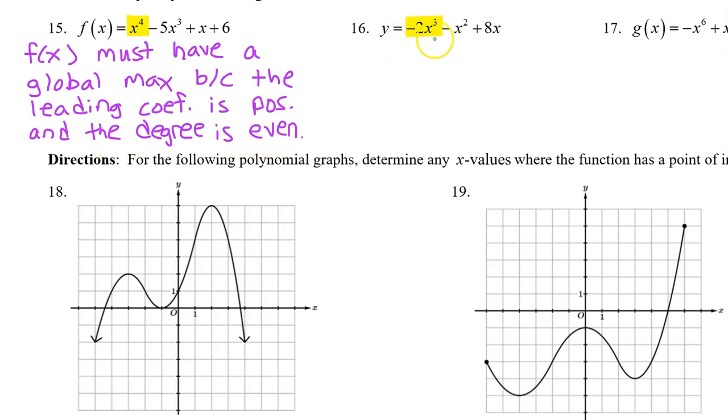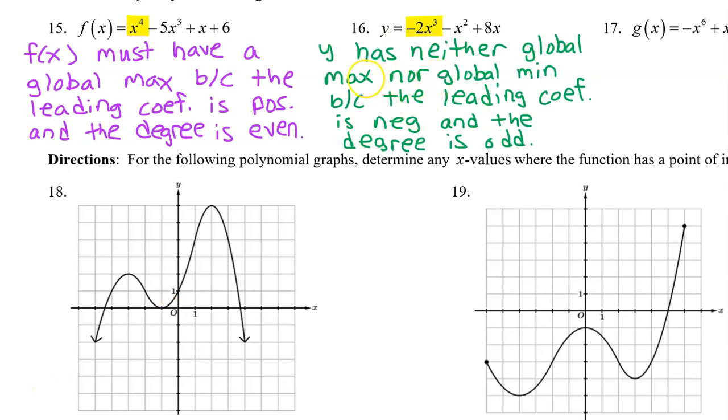For number 16, the leading term of y has a negative leading coefficient and odd degree, degree 3. Therefore, we know that this is going to have end behavior that is rising on the left and falling on the right. Therefore, there is no absolute max, nor is there an absolute min.